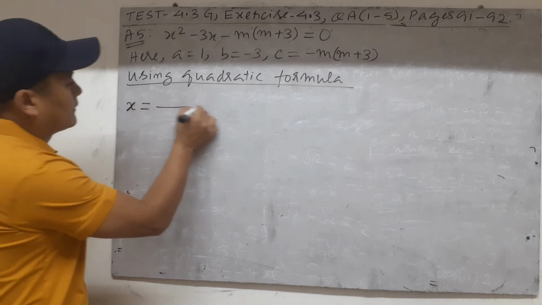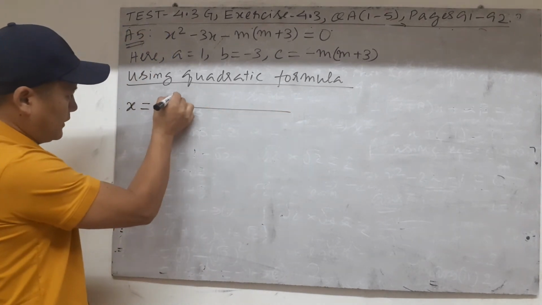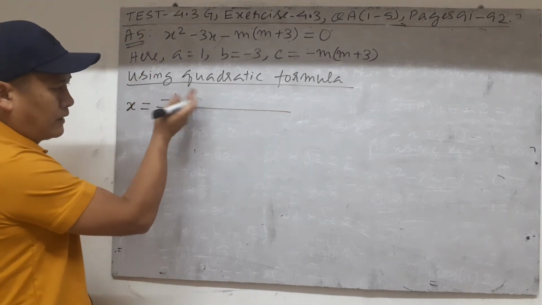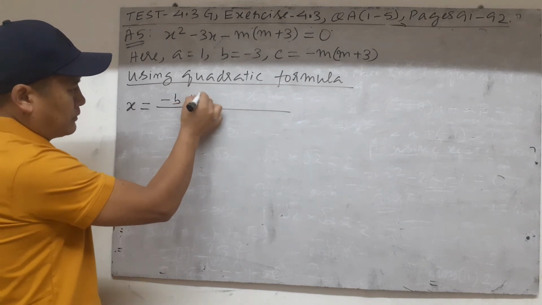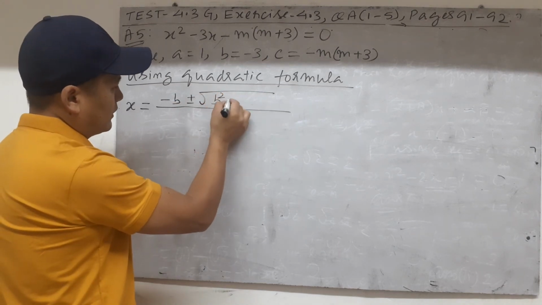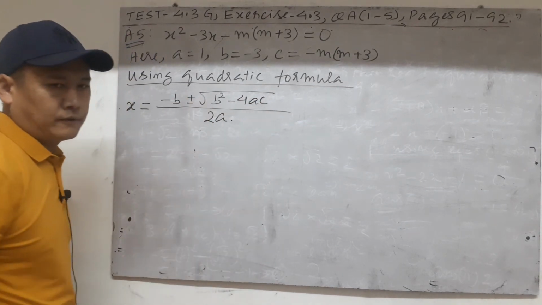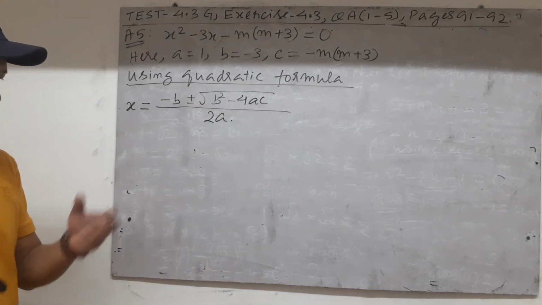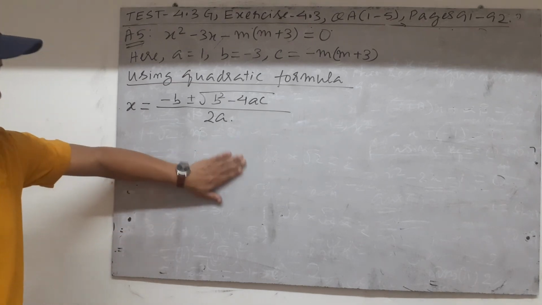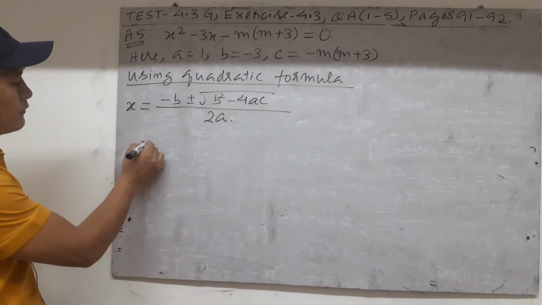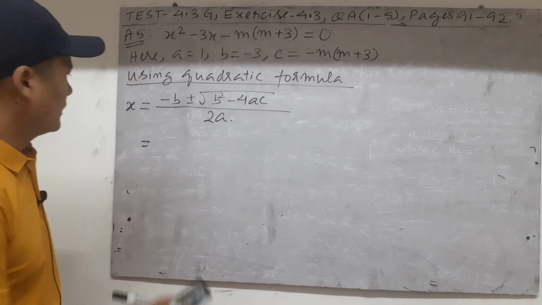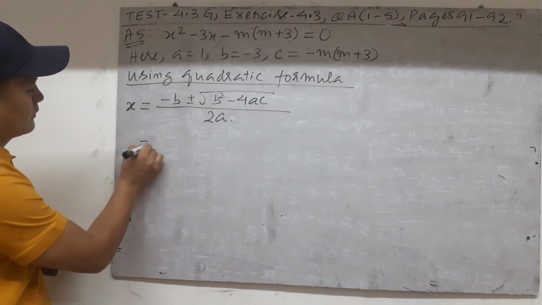x is equal to, here you put a longer line, and the formula we know by memory: minus b plus or minus the root of b squared minus 4ac, divided by 2a. This is the formula that would have been in our memory, right? Because we are required to memorize this quadratic formula to solve by this method. So having done that, let's write here.